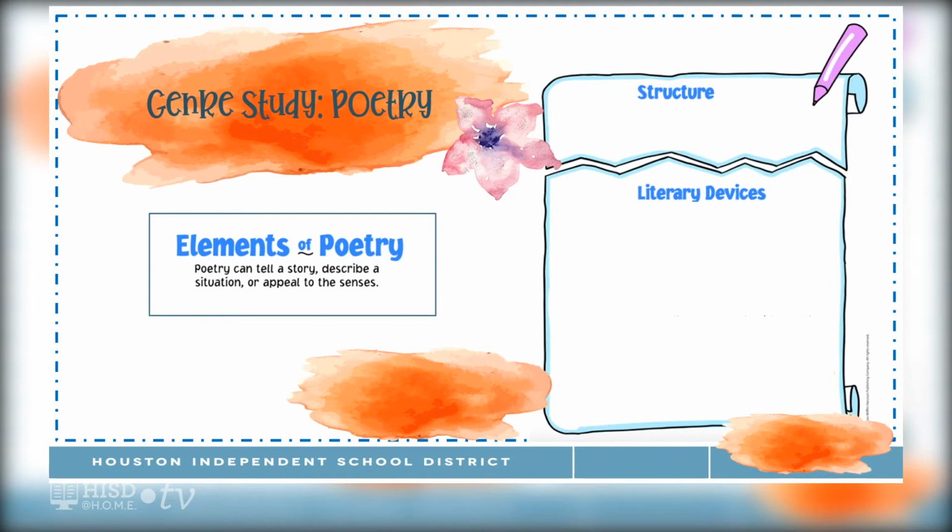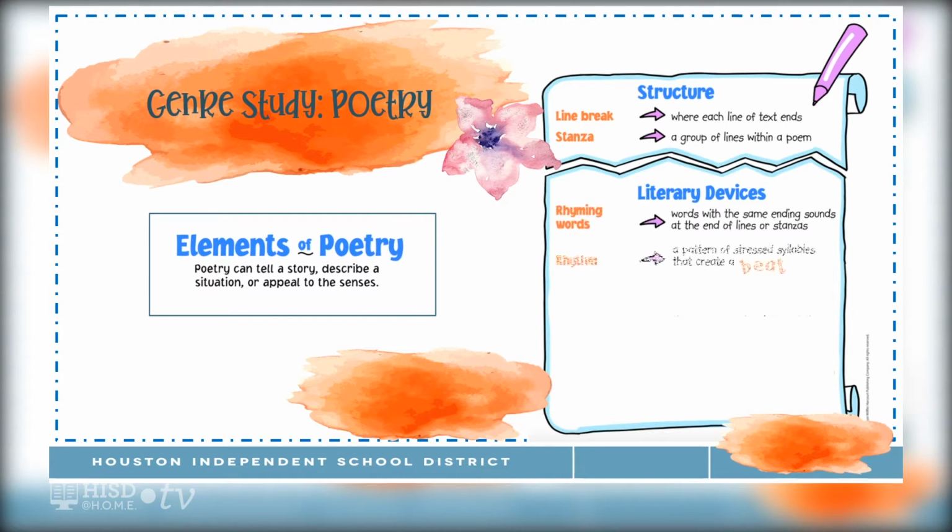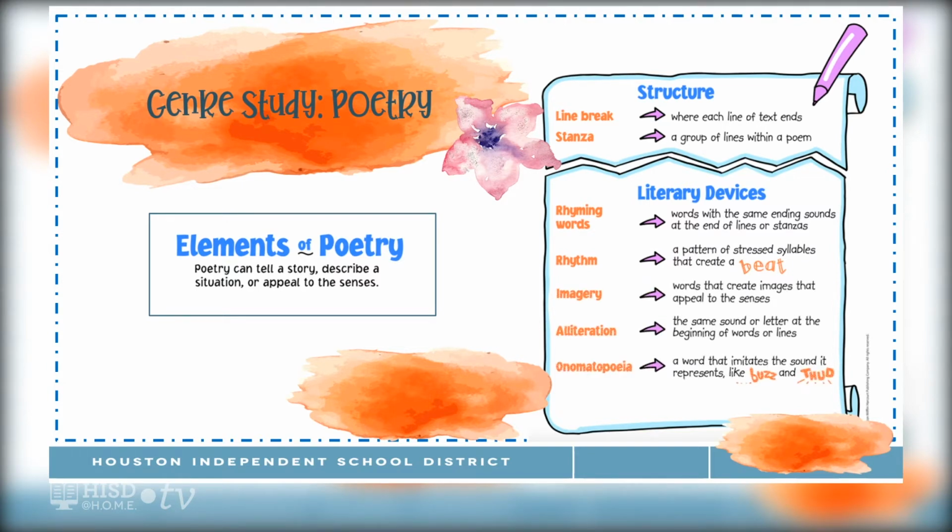Poems are written in lines. In many poems, these lines are grouped in sections called stanzas, which are like paragraphs in prose text. Here are the literary devices that we find in poems: rhyming words, rhythm, imagery, alliteration, onomatopoeia, and repetition.